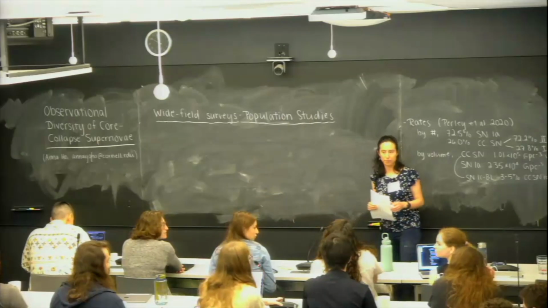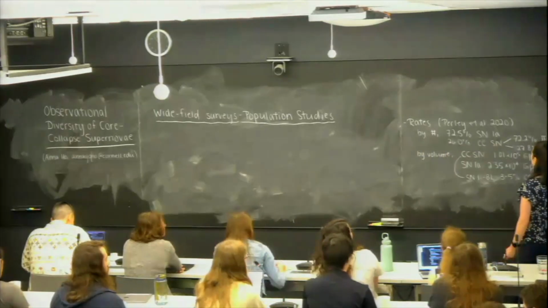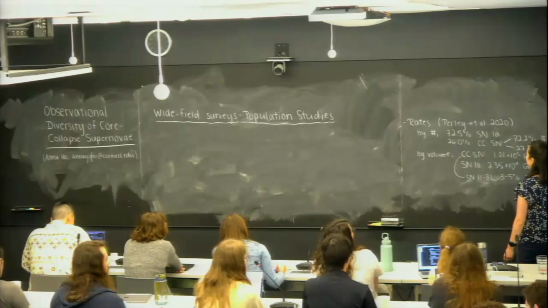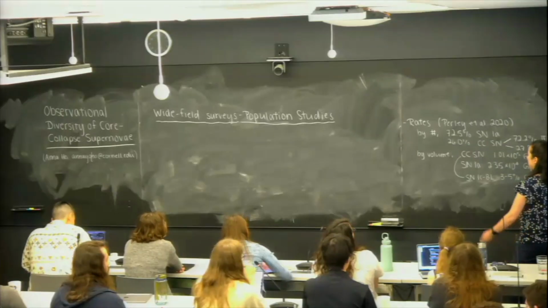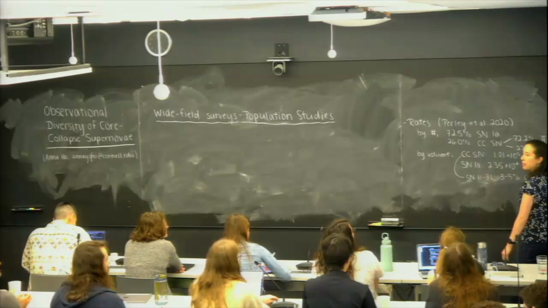What is the extra 1.5% that doesn't fall into a bucket for the number? All kinds of things, TDEs. Okay. Yeah, there's tons of other transients.